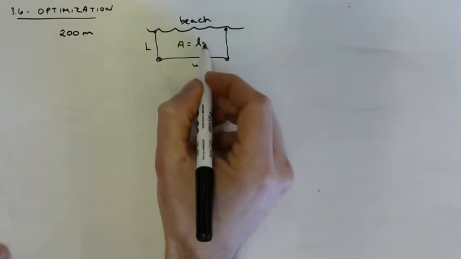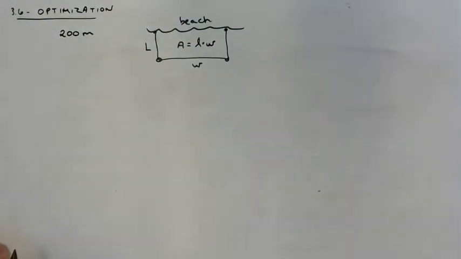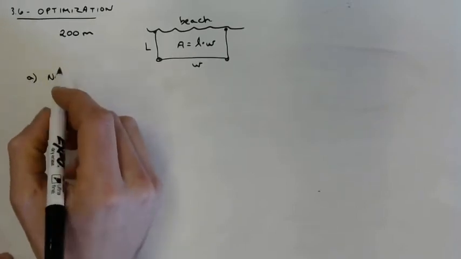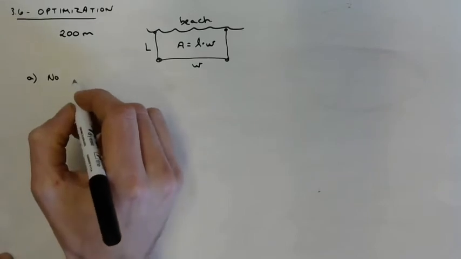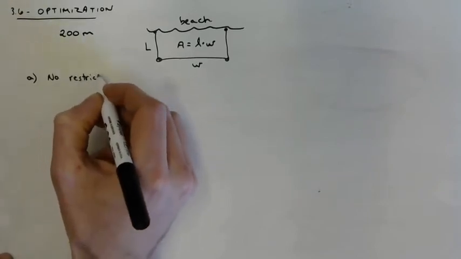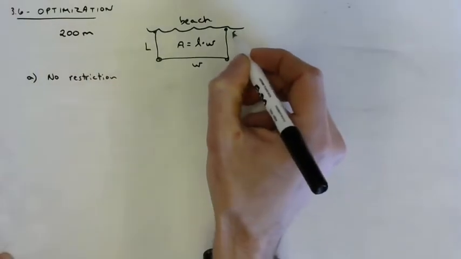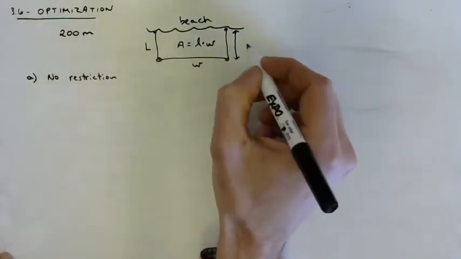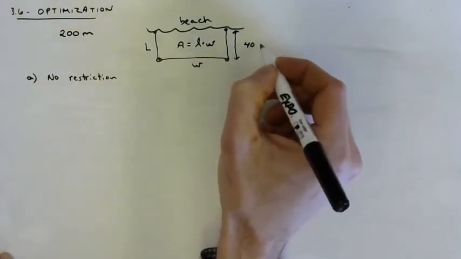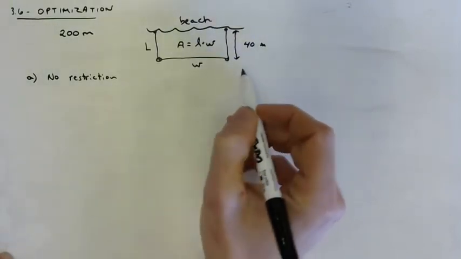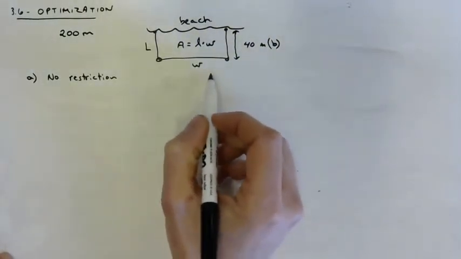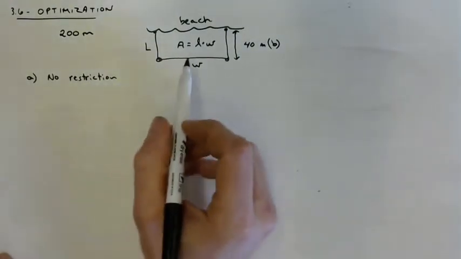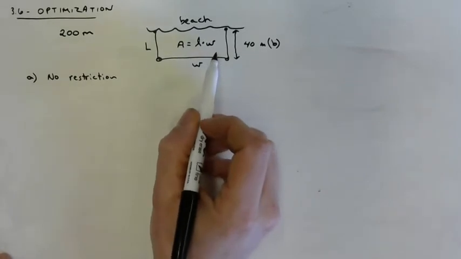So area is length times width. And we're doing 2 different problems. A says no restrictions. And B, we're going to work with a restriction where the distance from the end of the enclosure to the beach has a max of 40 meters. That's for B. But for A, we don't have any restrictions. Okay, so we already have a couple of variables. We have A, L, and W.